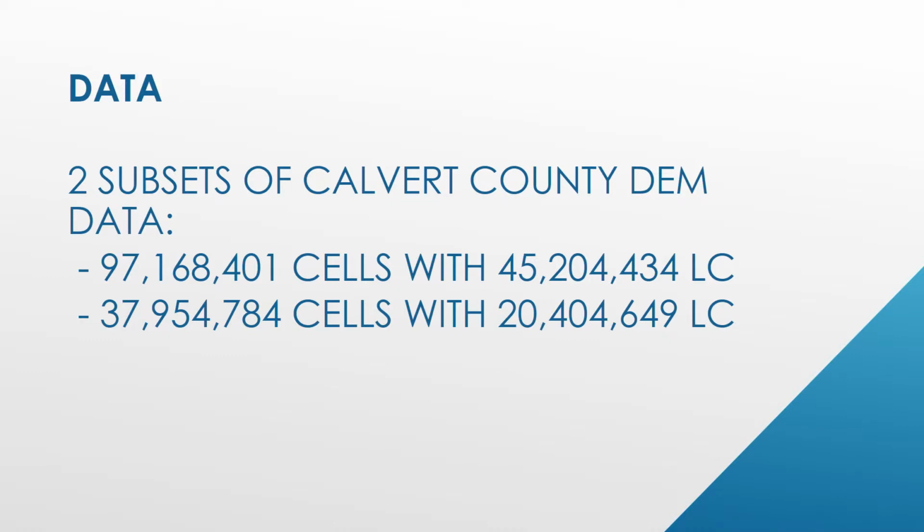So our data set is digital elevation model data from Calvert County. We're going to be using two subsets of that data. One subset has over 97 million cells, among which 45 million are land cells. The other subset that we're going to use has almost 38 million cells, with 20 million land cells.